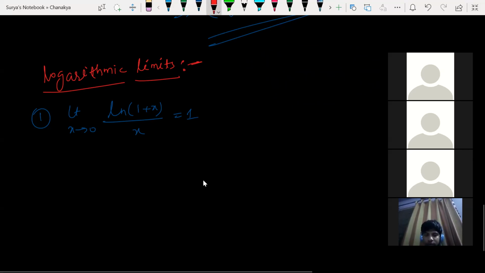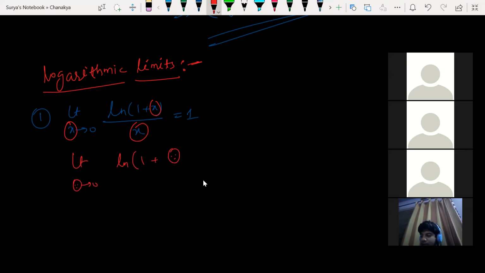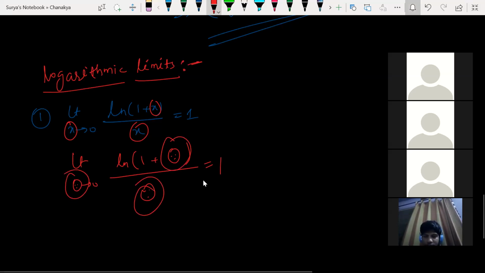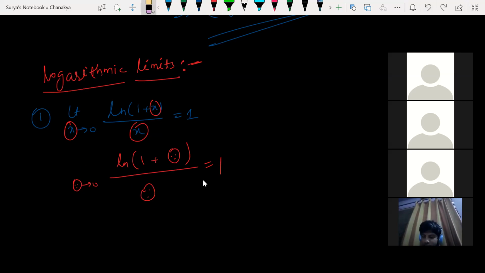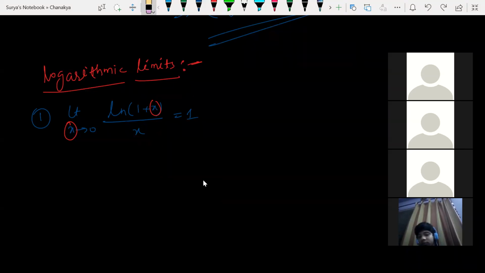So basically here what should be there? Here, here, everywhere it should be x only. X means it should be same only. Need not be only x. It can be, look at this here. Emoji tends to 0. Ln of 1 plus emoji divided by this emoji is equal to 1. Look at this here, here, here. Everywhere it should be emojis. Clear? Any doubts? No, sir.